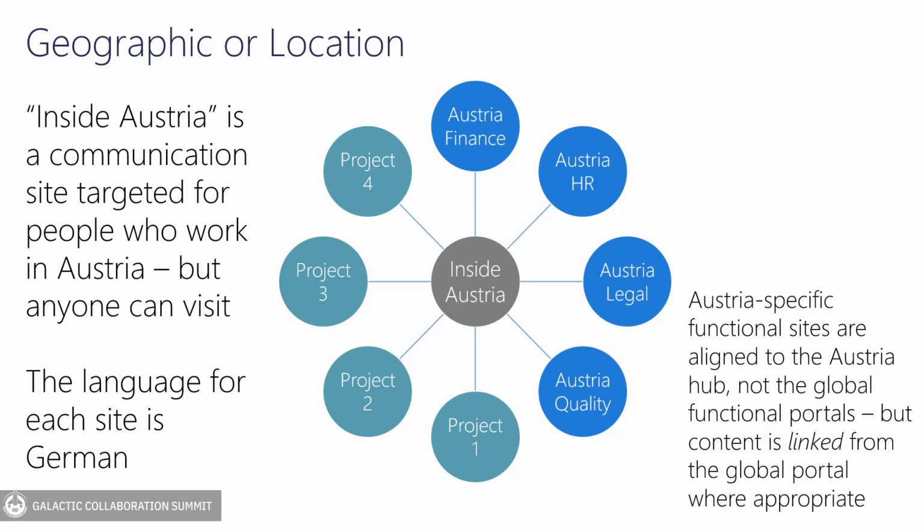In other words, there are functional sites that belong to or are associated with Austria. Now, one model is we could have each of these sites associate to the global representation of that function. But if we want to create a shared experience, a shared search scope, and a shared navigation for people who work in Austria, we would probably prefer to create a user experience where Austria Finance, HR, Legal, and Quality are associated to the Austria hub rather than the global hub for that function.